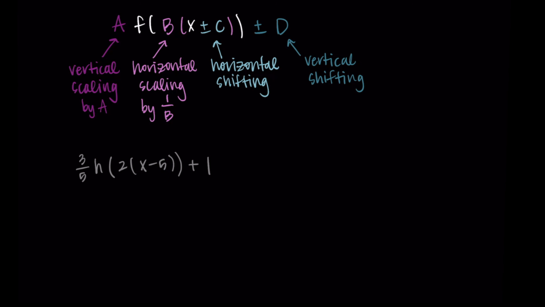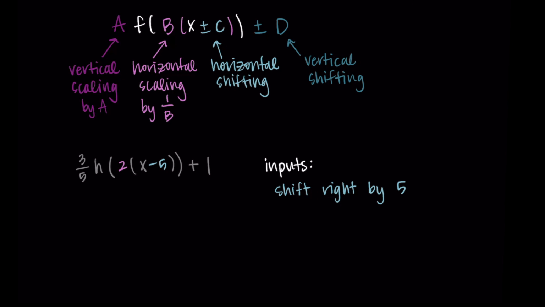All right, we're on to our last function. Here we have 3/5 h of 2 times x minus 5 plus 1. So we work from the inside and work our way out, starting with the inputs. So I'm going to look at that -5 first. That -5 is going to correspond to a horizontal shift, which goes right by 5. So that's our first transformation.